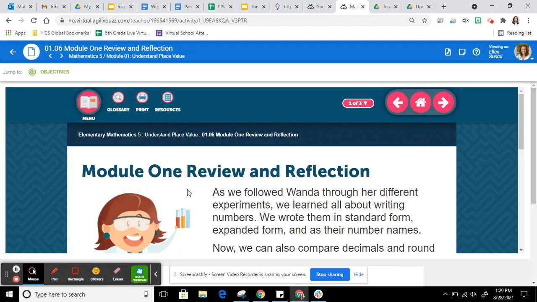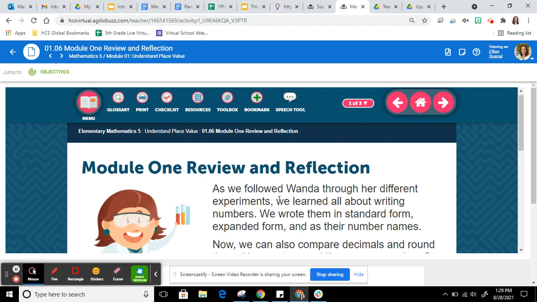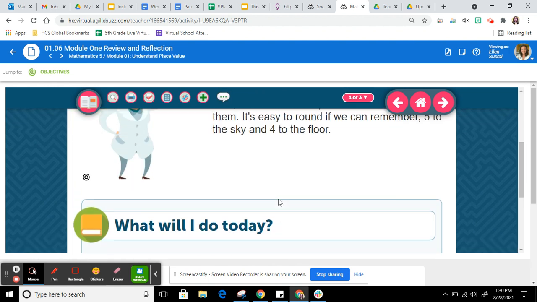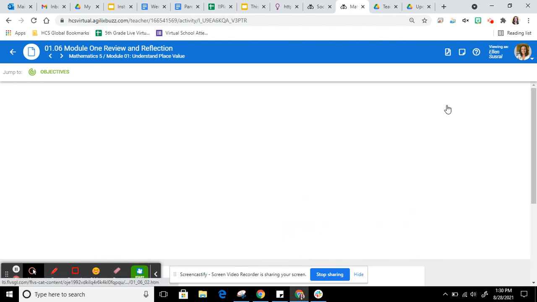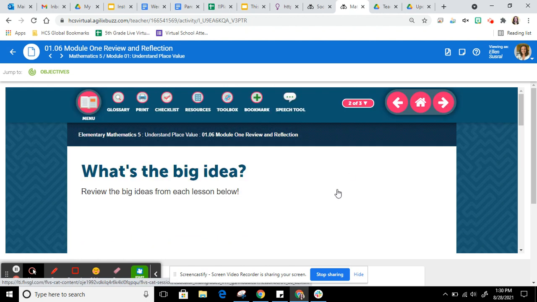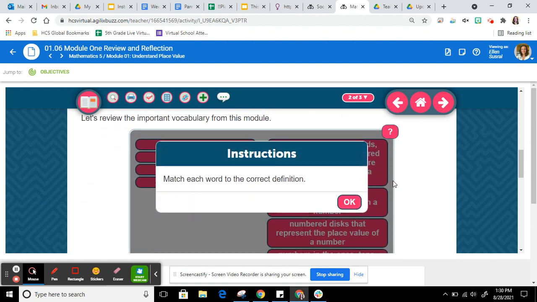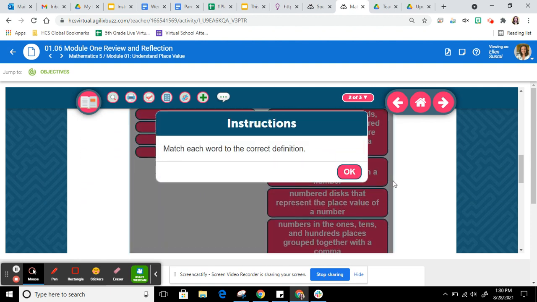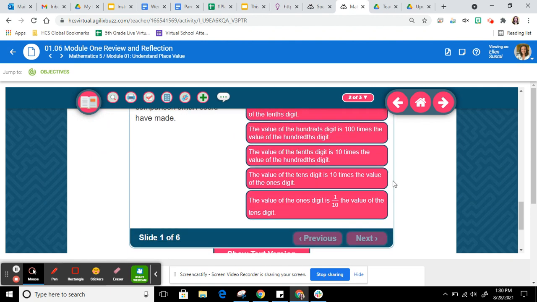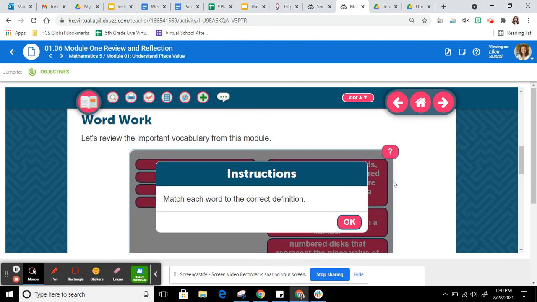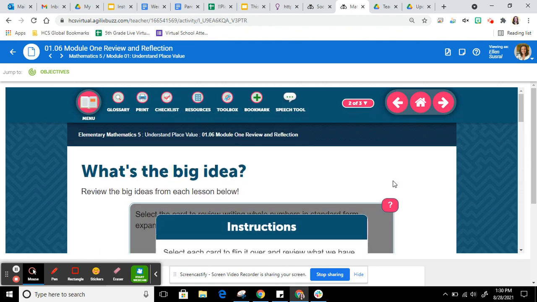And this is a review and reflection lesson, so it's 3 pages. You'll want to go through all 3 pages to make sure you review the content that was within this module. So you'll have practice problems, word work, some more practice problems. Again, this is good to go over because you also have your assessment this week for module 1.